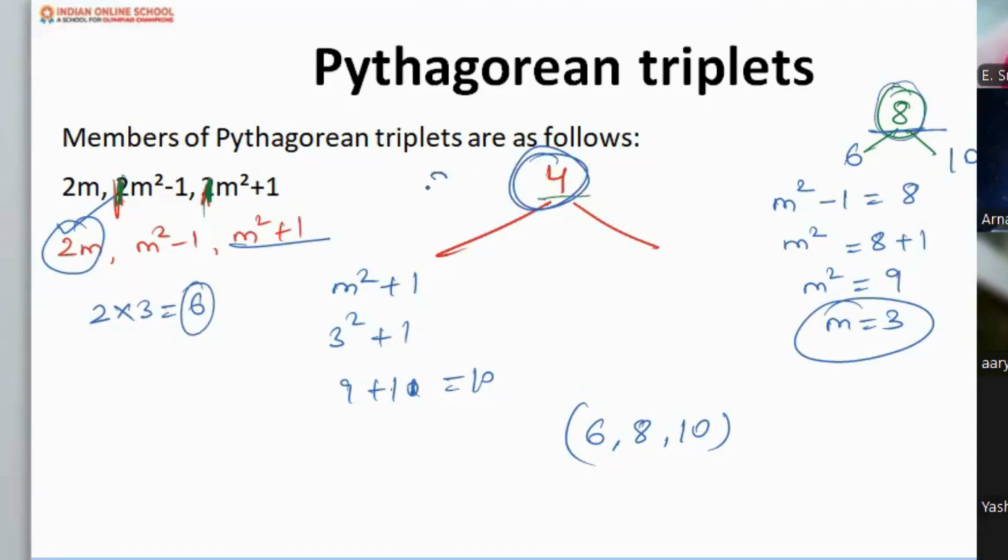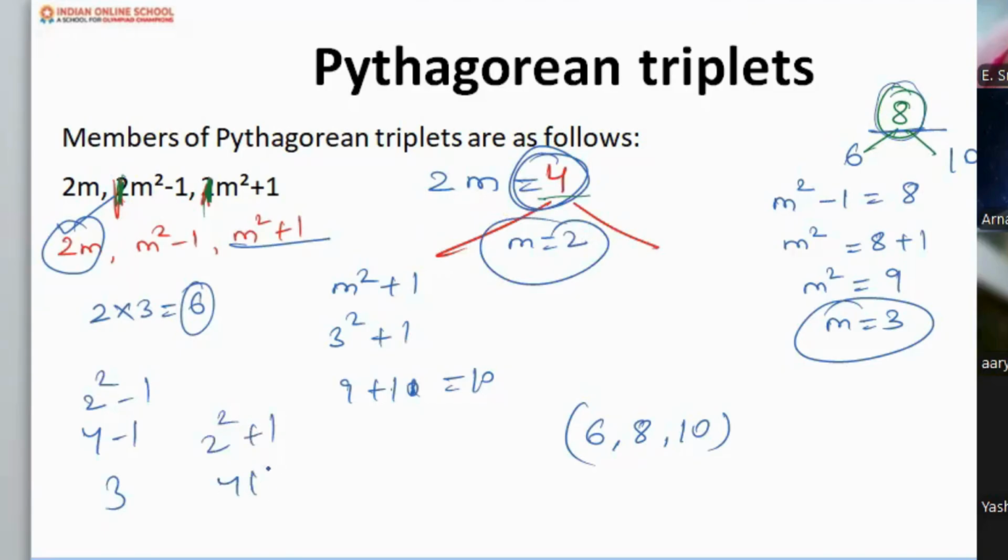So I will put 4 equals 2m. And when I put 4 equals 2m, the value of m I will be getting is 2. Now I can put it over here. The square of 2 minus 1 gives me 4 minus 1, 3. And the square of 2 plus 1 gives me 4 plus 1, 5. Got it? Yes, ma'am. Okay.